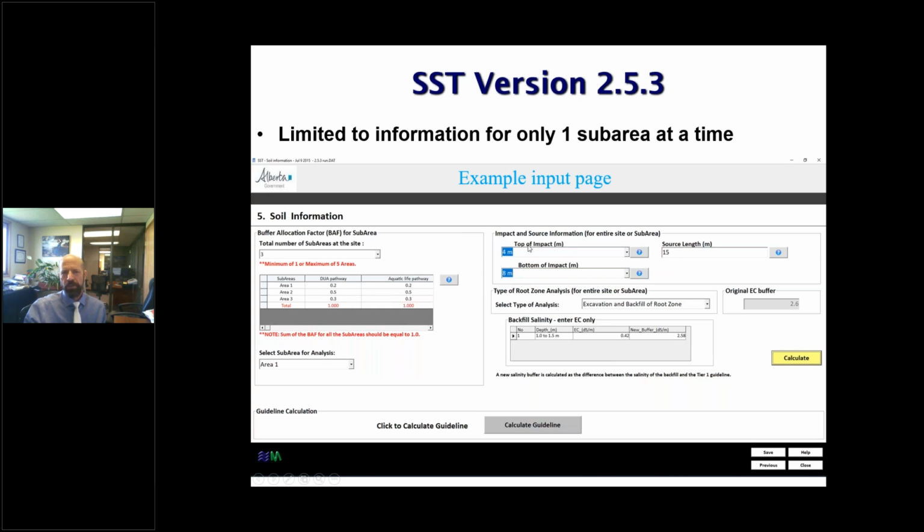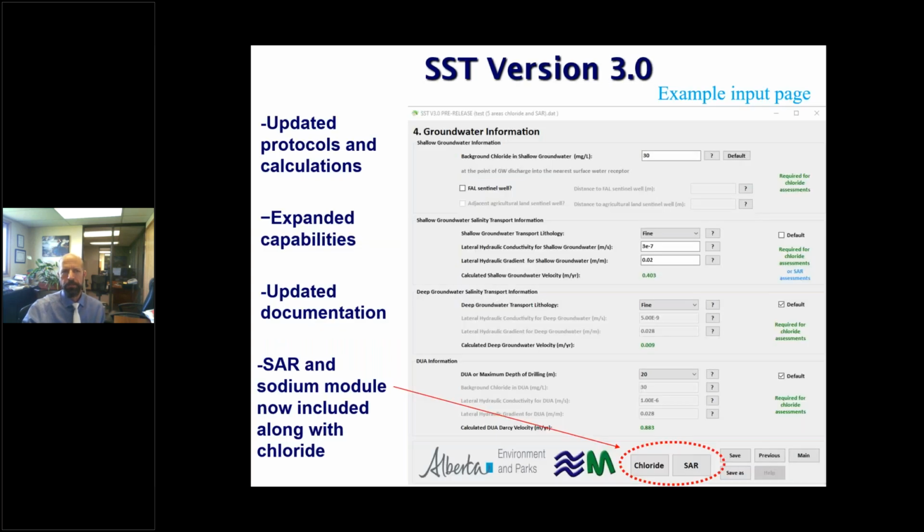You can only describe the top and bottom of impact and the source length, things like backfill qualities, for one sub-area at a time in version 2.5.3, which works, it's functional, but it has some limitations to it. In version 3, there's updated protocols and calculations. One of the big things is being able to handle multiple sub-areas at once. So I'll show some screenshots of that when we get to it.